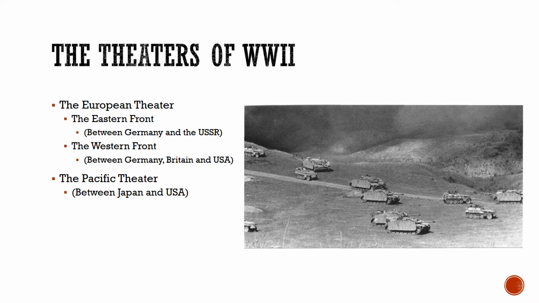The Western Front is smaller, there's less fighting, and it's this front that the United States fights in. On the Western Front, it's the United States and Britain versus Germany. So Germany is having to fight a war on two fronts, the Eastern Front and the Western Front. And also, then you have the Pacific Theater. The Pacific Theater is almost exclusively a battle between Japan and the United States.